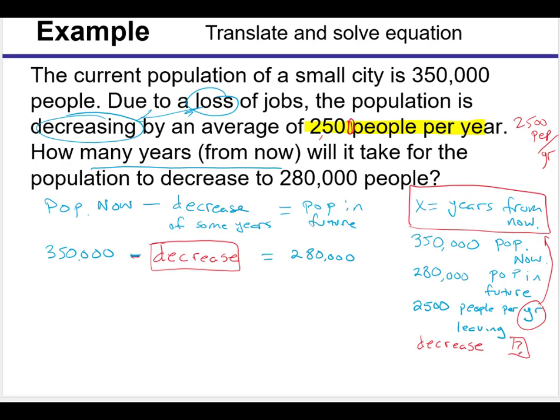Now, some of you know right away, oh, I know what to do. It's a multiply problem. But some of you may not. So I want to show you another word problem trick. When you're trying to translate word problems and you don't know what the math pattern is, sometimes making a table can help you see the math.